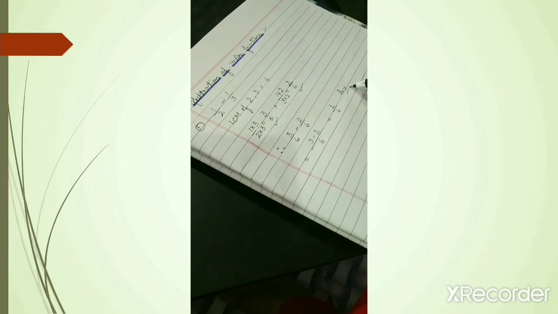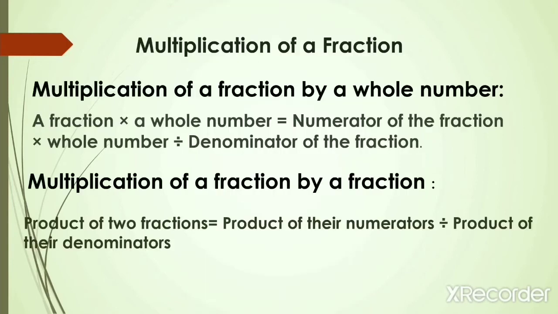I hope you all understood subtraction of fractions. Our next topic is multiplication of a fraction. In this you will learn how to multiply a fraction by a whole number, or how to multiply a fraction by a fraction. So if you want to multiply a fraction by a whole number, you have to multiply the numerator of the fraction with the whole number, divided by the denominator of the fraction.